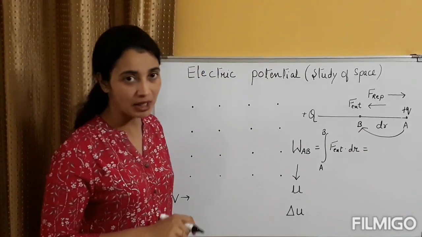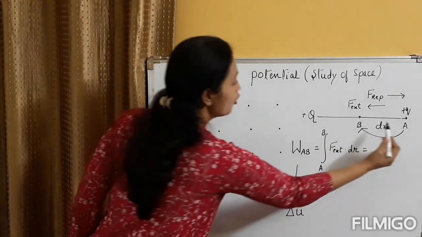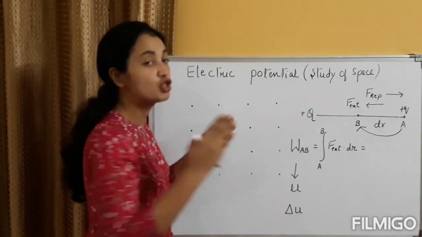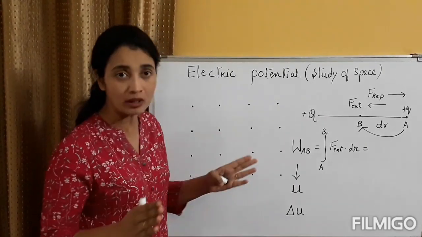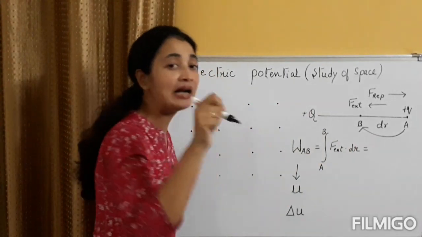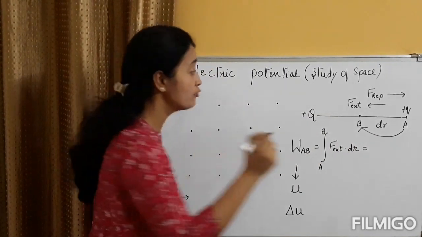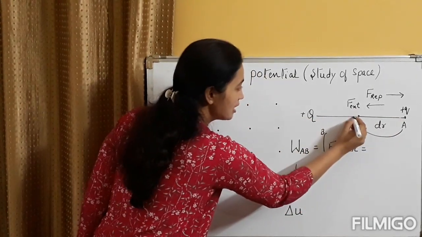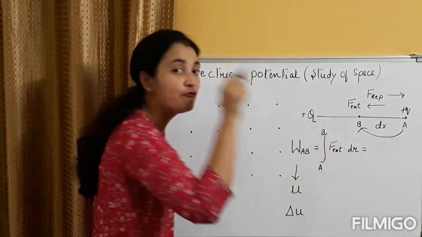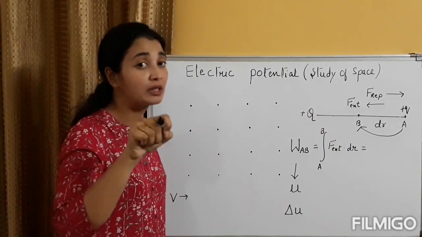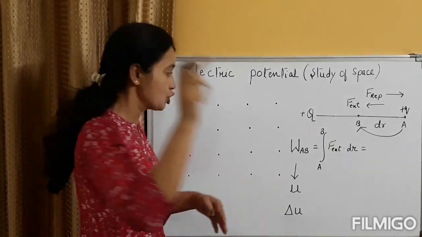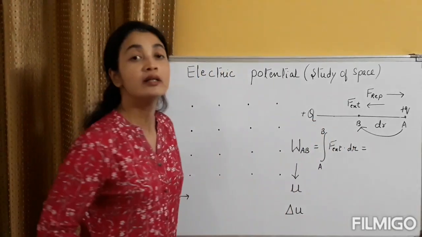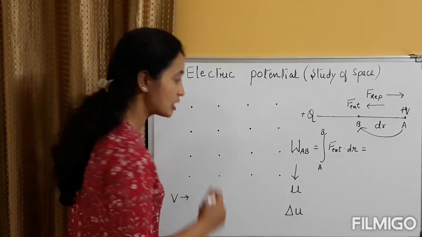Why have we taken the integral? Because when we move it through a small distance dr, it is a small work done, and we want to generalize the situation to get the total work done for each and every involved point. We don't want to miss any of the points from A to B. We want to consider the work done for each and every small point over there continuously. So we are integrating it. F external is the applied force into the distance through which the charge has moved.